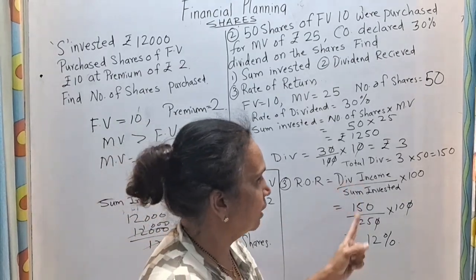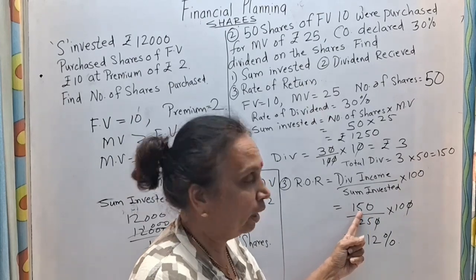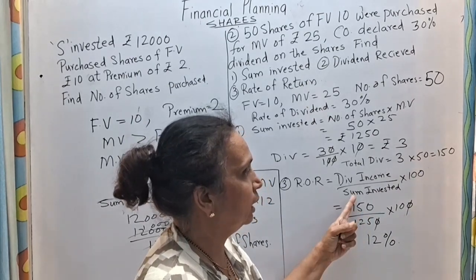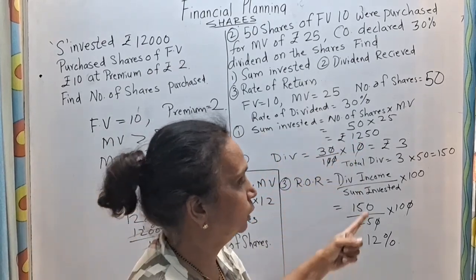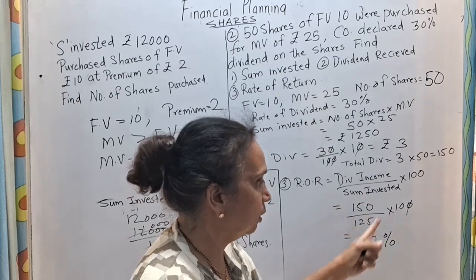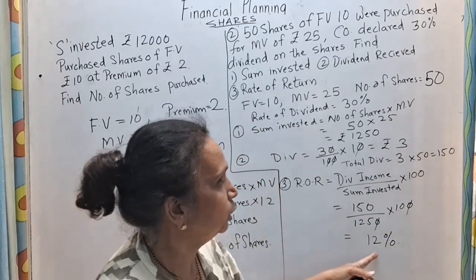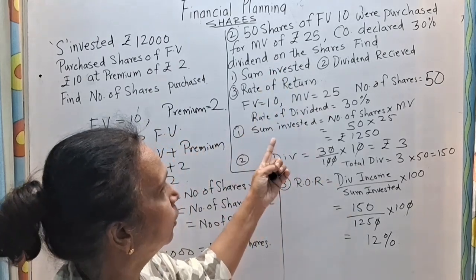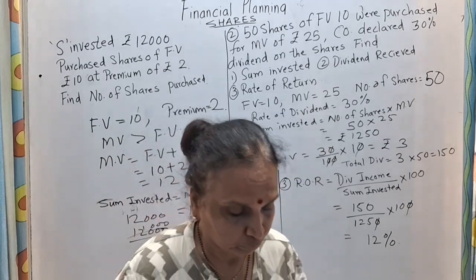So now dividend income is, we have just now found that is 150 total dividend, not 1. We have to take the total because we are taking the total sum invested, and the total sum invested we just now found out is 1,250 multiplied by 100. 0 cut, 0 cut, again it's going in the table of 5 and all, and we are getting 12%. So the rate of return is 12%. This is how we have calculated the sum invested, dividend and rate of return.